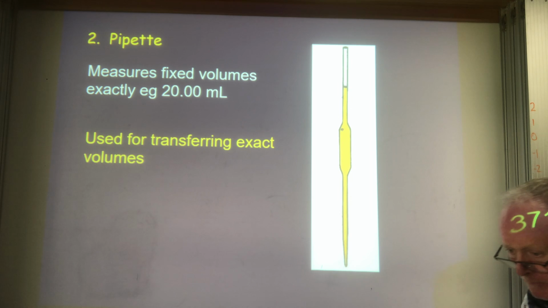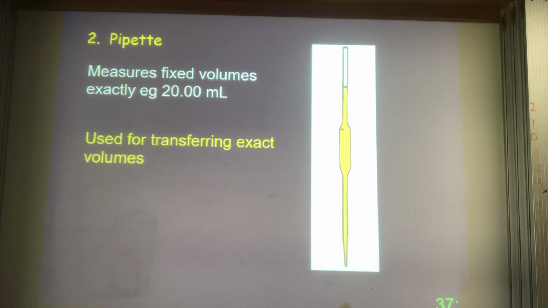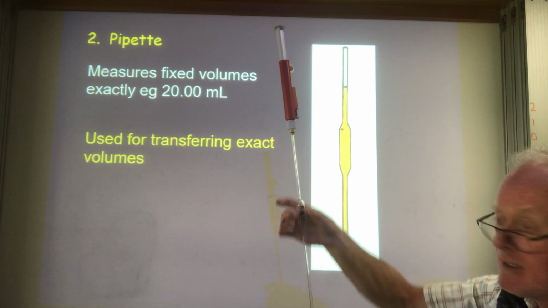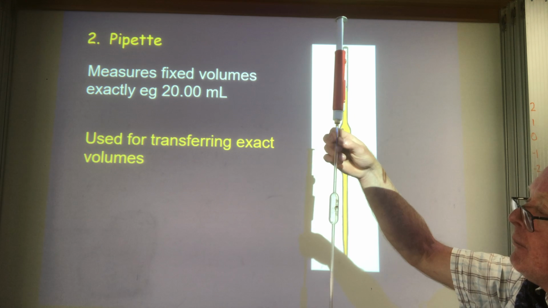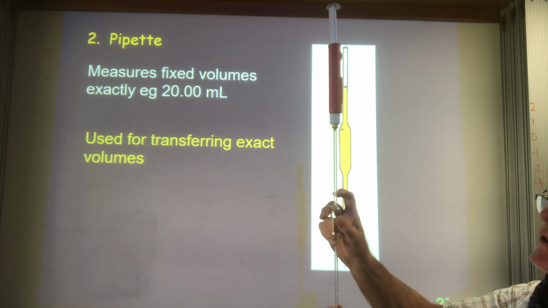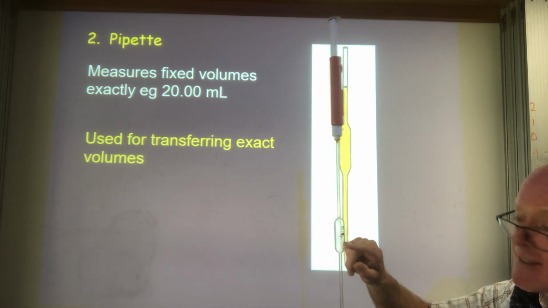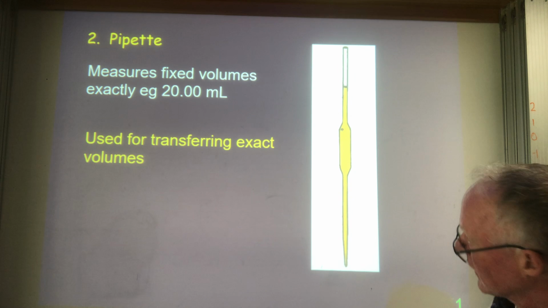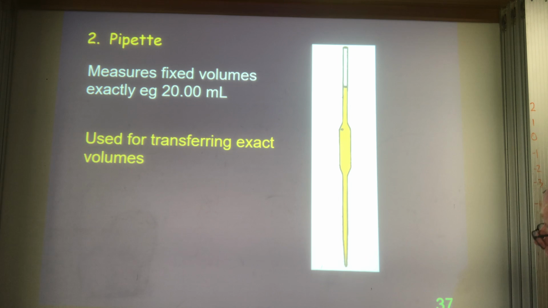Pipette. A pipette is again used to measure fixed volumes, exact volumes, commonly a 20ml pipette. We use a pipette filler to draw the solution up. It's got a bulb. You draw up the solution till you hit the brown graduation line there, and that will give you, in this case, exactly 20 mL. So we measure the volume exactly, and it's a fixed volume. That pipette will only measure 20 mL.